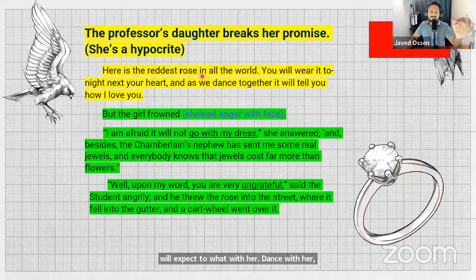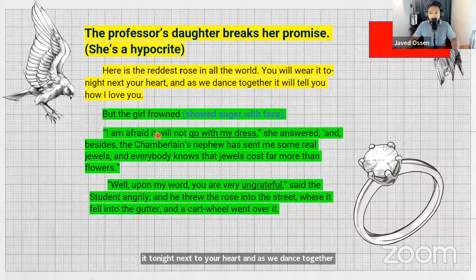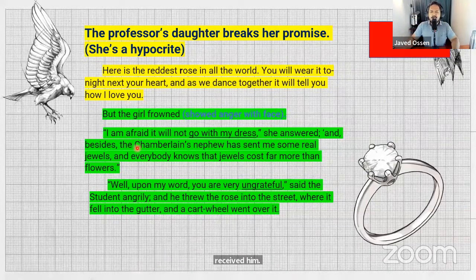Here is the reddest rose in all the world. You will wear it tonight next to your heart, and as we dance together, it will tell you how I love you. But the girl frowned. My God, the girl is going to give him the boot. She has deceived him. She's a hypocrite. She's materialistic. I'm afraid it will not go with my dress, she answered.